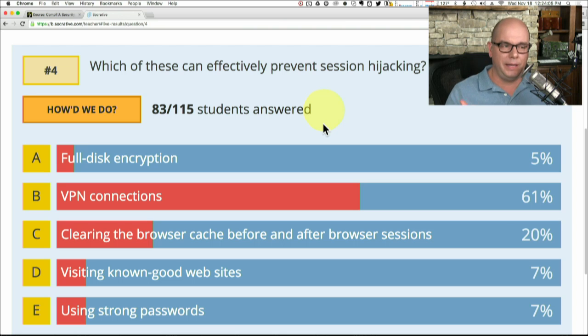So is it really, though, VPN connections? Of course, the first question we asked today, the people that answered the largest number didn't actually get that one right. Are we in another one of these situations where we're not exactly sure what the answer might be? Well, first, let's talk about this idea of session hijacking.